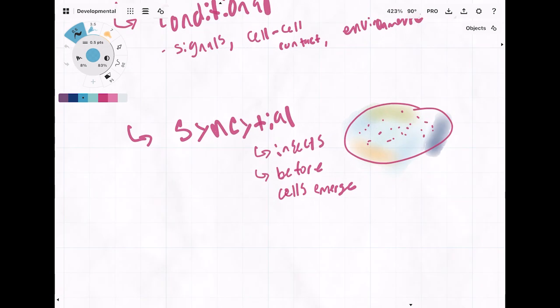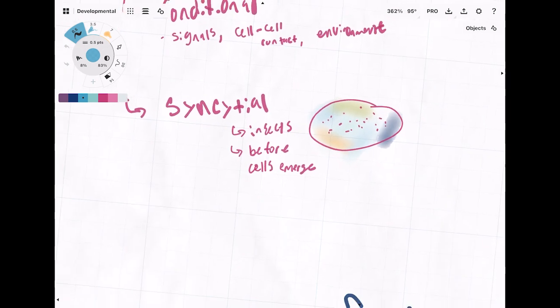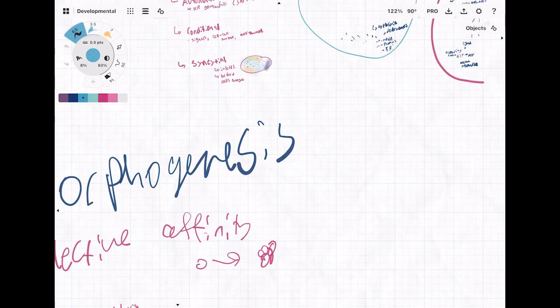And then there's something called syncytial, which is inside of insects, in which you have a bunch of different nuclei inside of the egg, and when the egg goes through cleavage, the cells will actually become the proper cell type, just based on the nuclei inside of the cells now.